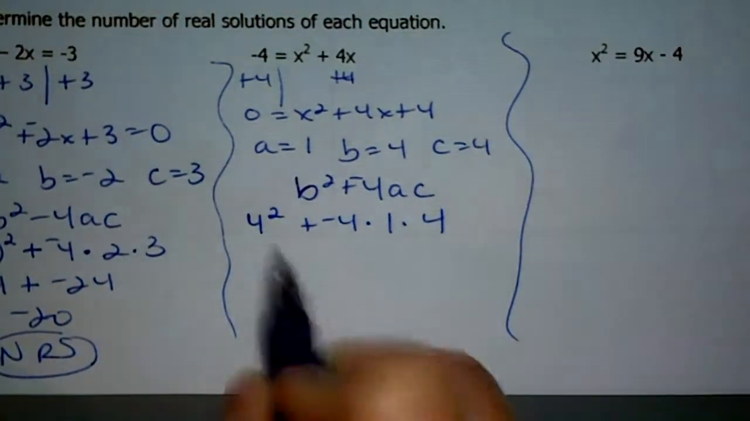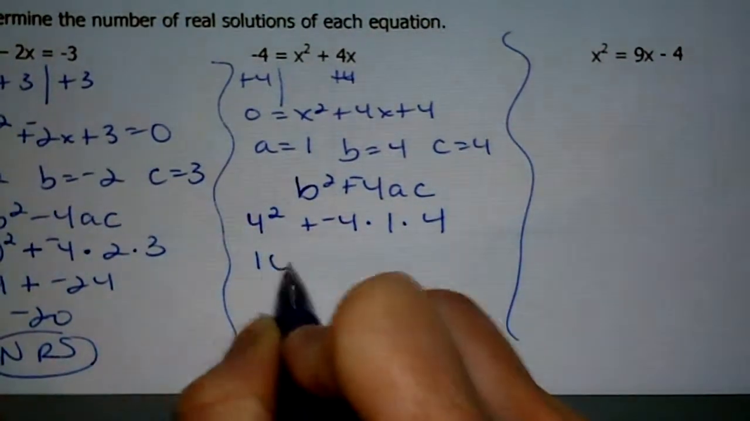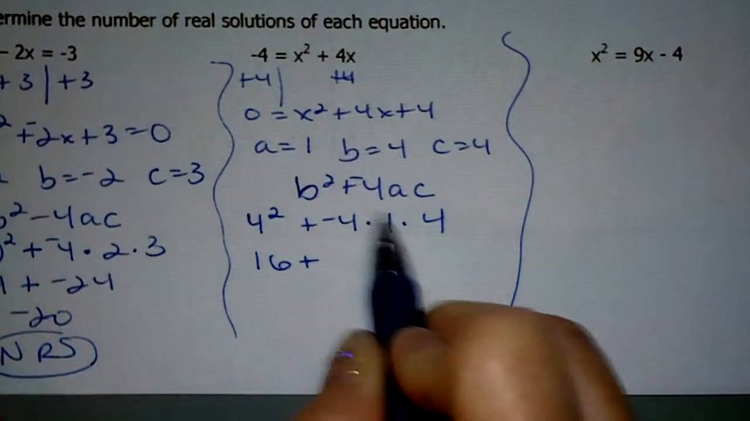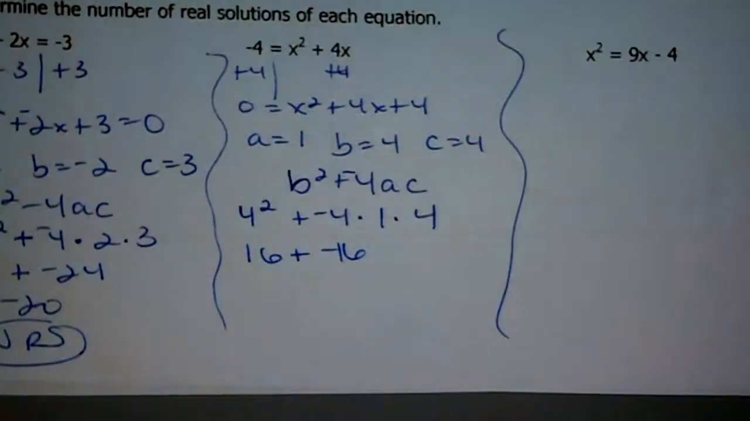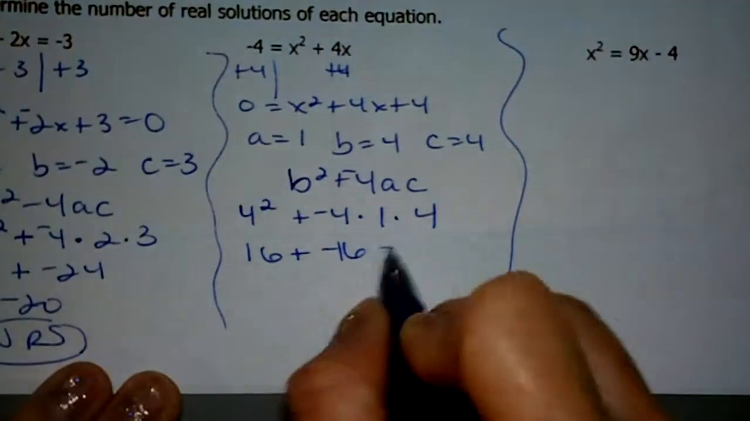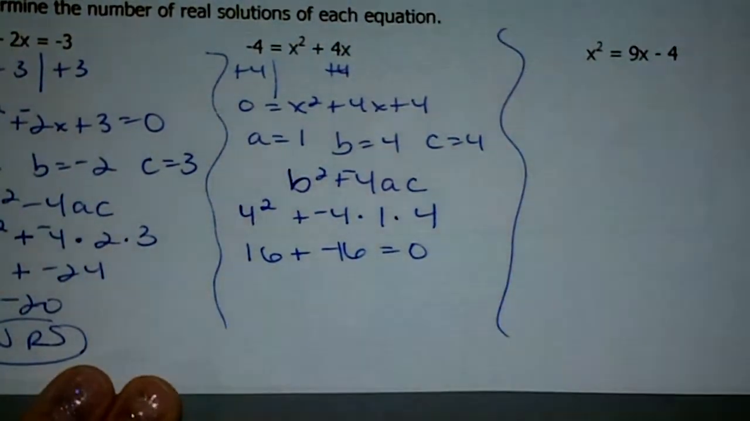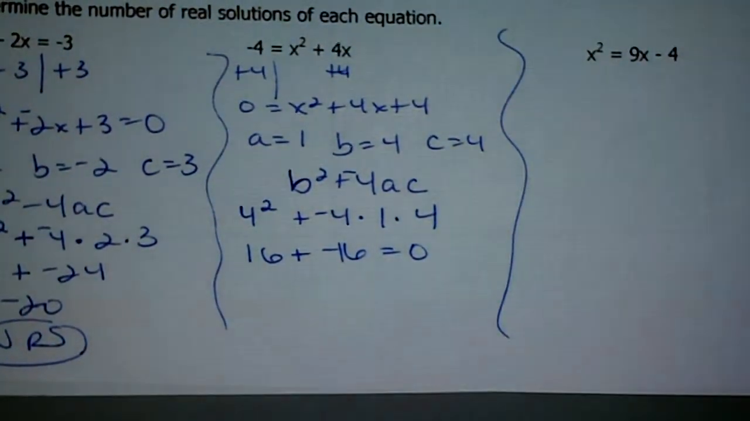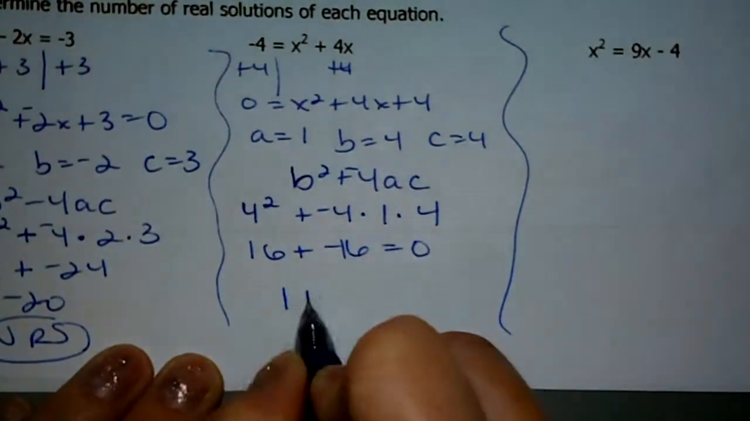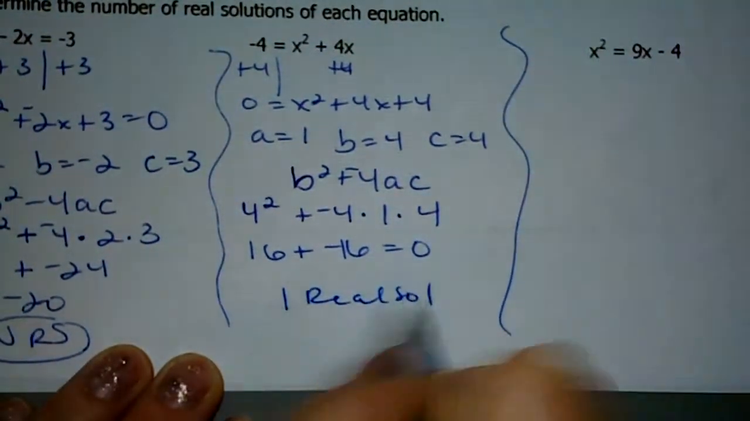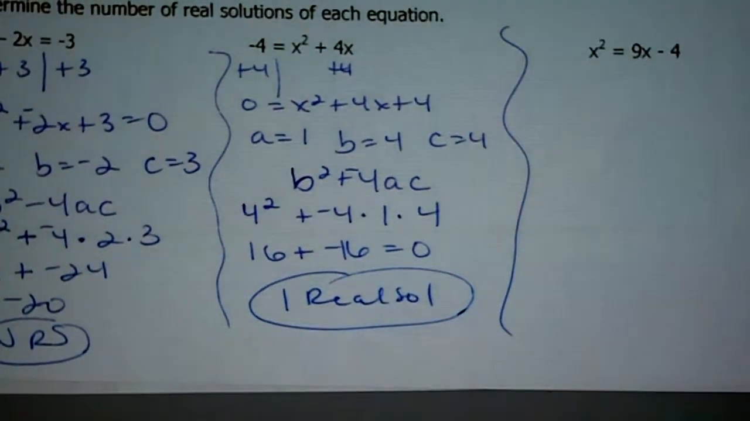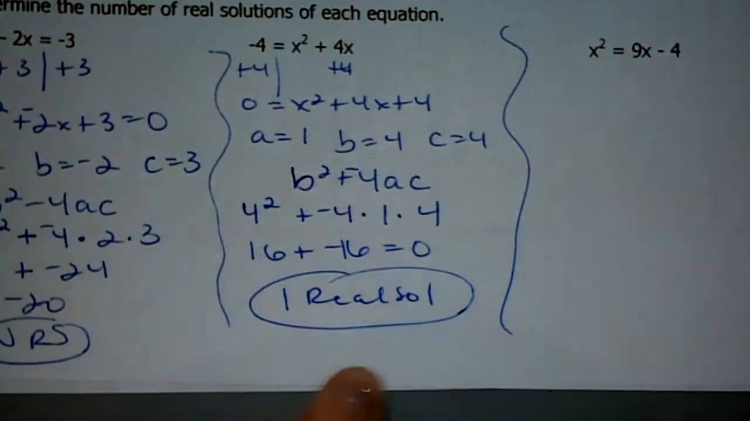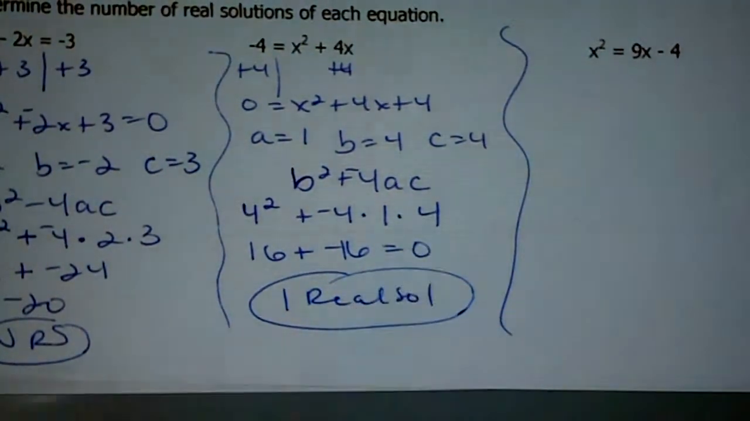All right, 4 squared is 16. Negative 4 times 1 times 4 is a negative 16. And when you take 16 plus negative 16, you get 0. When you get 0, that doesn't mean there aren't any solutions. It means there's one real solution, because it is possible to take the square root of 0. It's 0. It's not possible to take the square root of a negative, though. So when you get 0 for your discriminant, that means there's one real solution because there's not a positive and a negative version of 0.